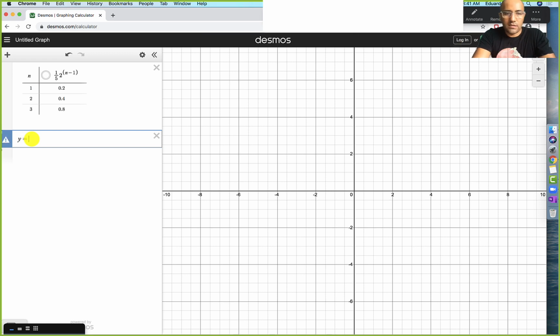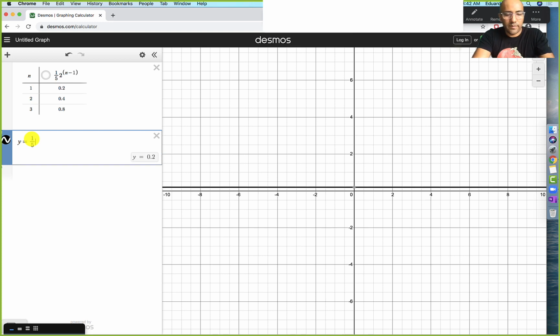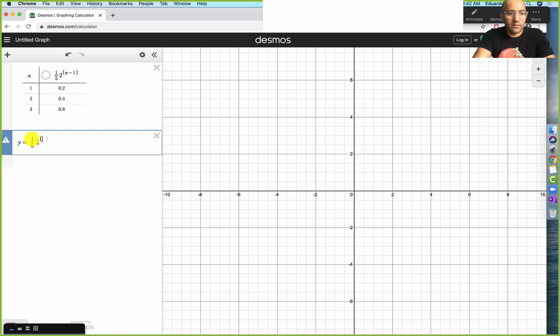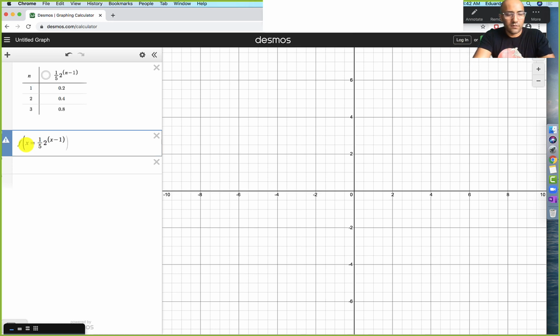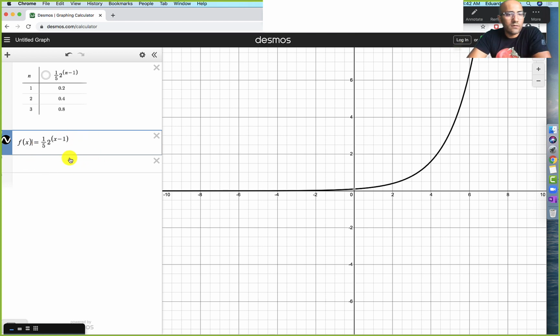So what if we had y equals 1/5, 1 divided by 5, and then 2 to the power of x minus 1, like that. Okay, so here is the function version of this, and I can make it f of x as a function. So here, the domain is all real numbers. So when we graph it, the domain is all real numbers, and the output is all positive real numbers.